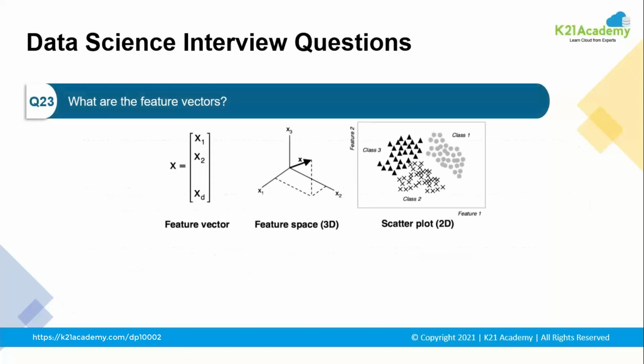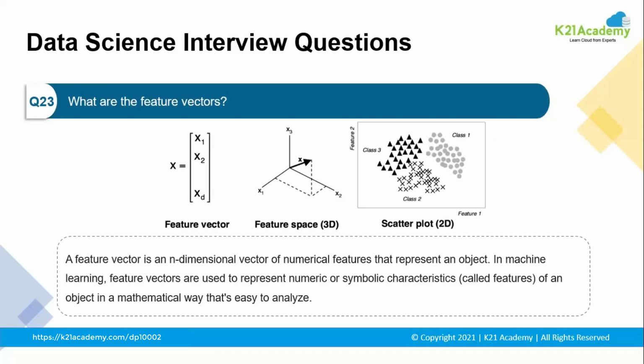So moving on to the next question, what are feature vectors? A feature vector is an n-dimensional vector of numerical features that represents an object. In machine learning, feature vectors are used to represent numeric or symbolic characteristics of an object. To put it simply, what is a feature vector?